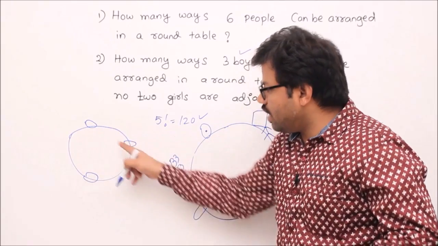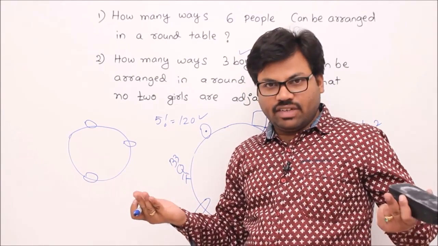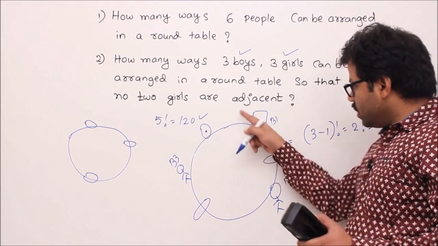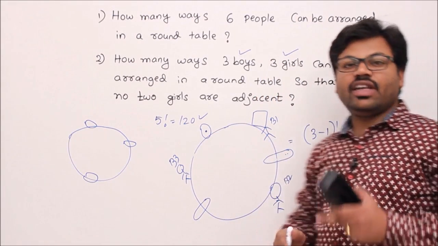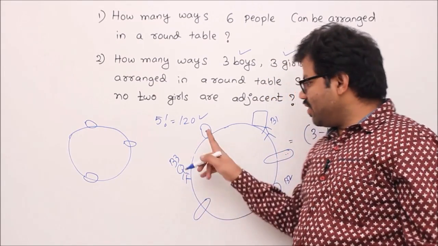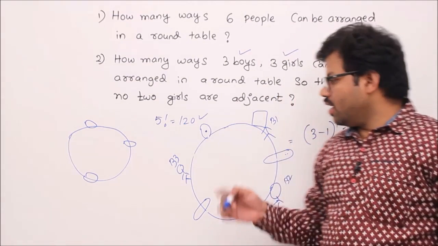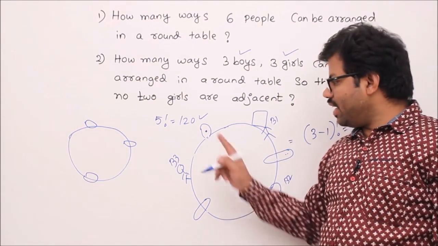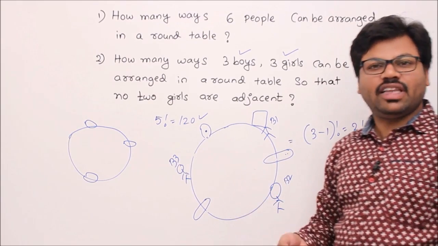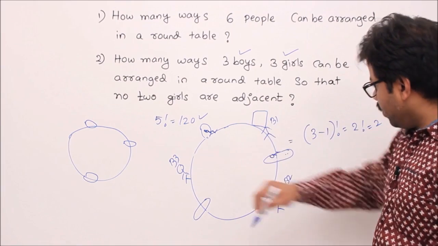Whereas if you have just three positions like this initially, then these three are indistinguishable. That means you can't separate them or distinguish them. But once you fix the boys, then the positions in between them get distinctness, right? This is different from this, which is different from this. Then automatically it is like a linear arrangement. How many linear arrangements are possible for three objects? It will be 3 factorial. That's why 3 girls can be arranged in 3 factorial ways.